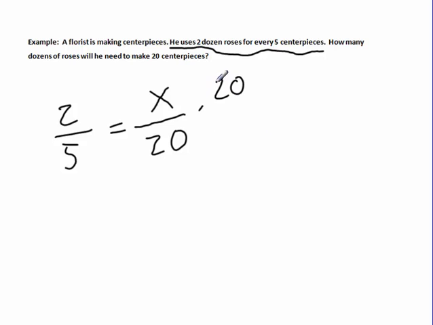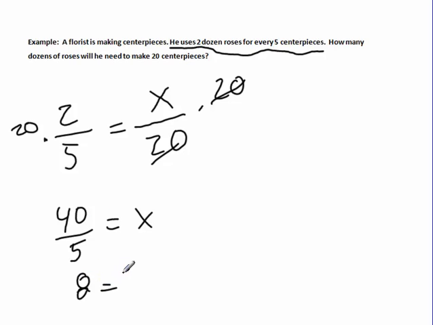We multiply both sides by 20, get rid of the 20 in the denominator, and I'll multiply this side by 20. And 20 times 2 is 40, so I have 40 over 5 equals x. Well, x was solved for in just one step. Now, 40 divided by 5, everybody knows that to be 8. 8 equals x. So he needs 8 dozen roses to make 20 centerpieces. That ain't too bad.